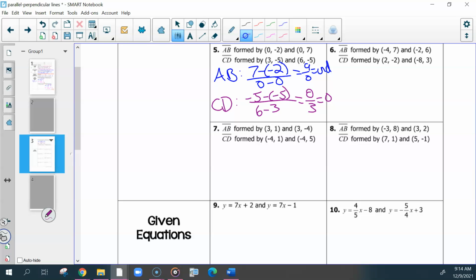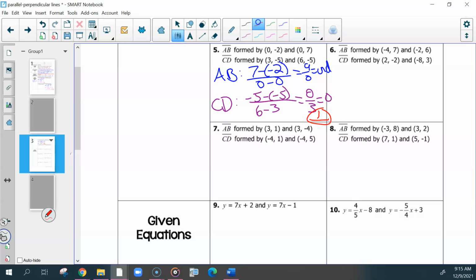Okay, so these would be what? Parallel, perpendicular, or neither? Perpendicular. Undefined and 0 lines are always perpendicular. Oh, and they continue to go, right? Because they have arrows, so they would have to intersect. Correct.